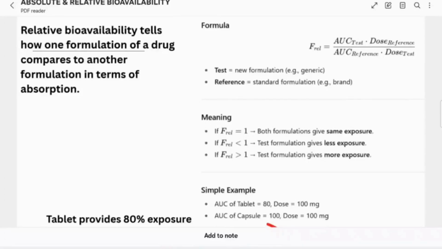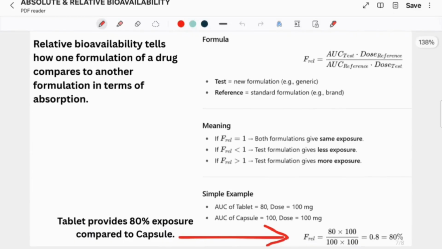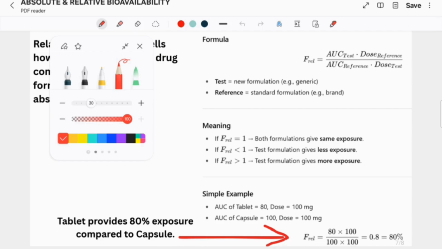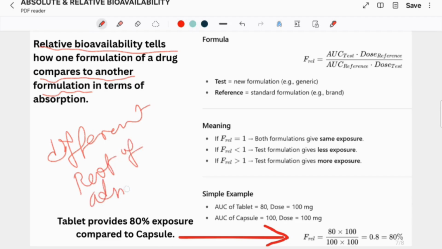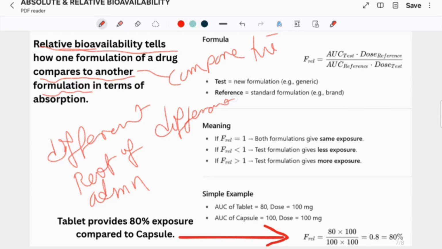And the next type is relative bioavailability. So what is relative bioavailability? It is the comparison between two formulations. In absolute bioavailability, we compared the bioavailability of the same drug but different routes of administration, whereas in case of relative bioavailability, we are going to compare different formulations.